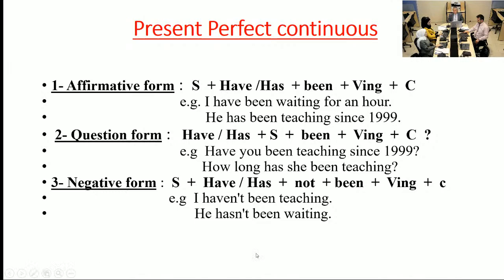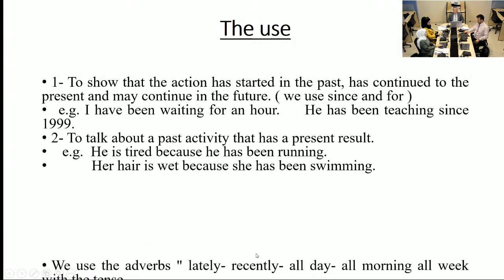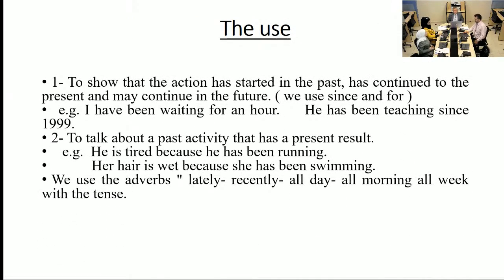Next, the use. The present perfect continuous is used to show that the action has started in the past, has continued to the present and may continue in the future. We use since and for.